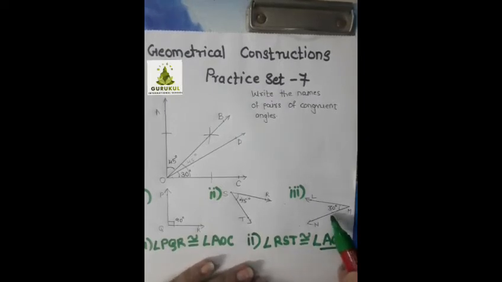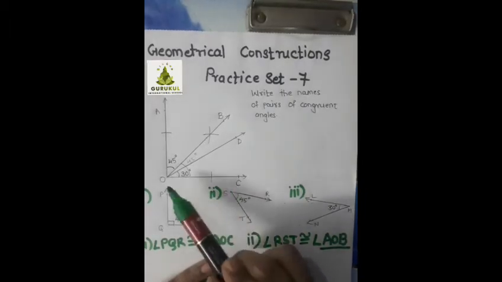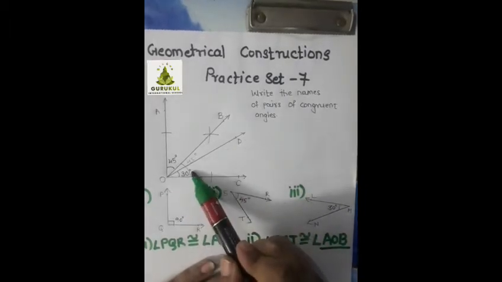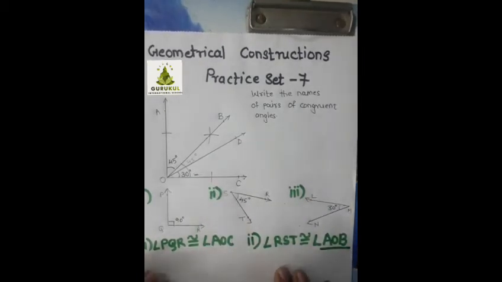Now, third angle is angle LMN. This is a 30 degrees angle. Correct? Which is the 30 degrees angle here? Angle COD. This angle. This is a 30 degrees angle. So, third question's answer we will write.